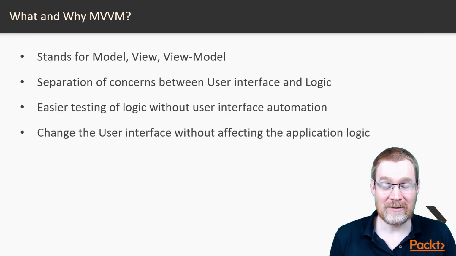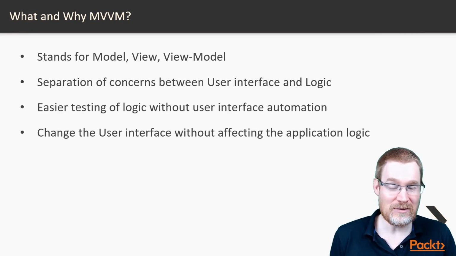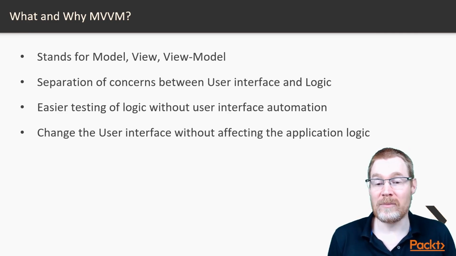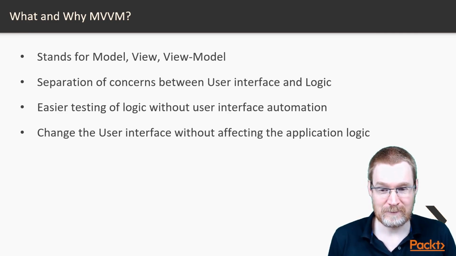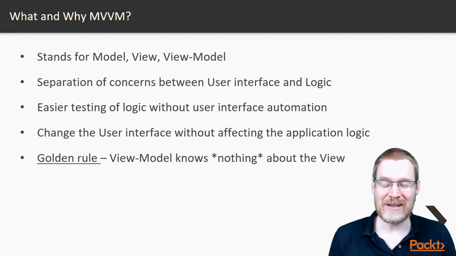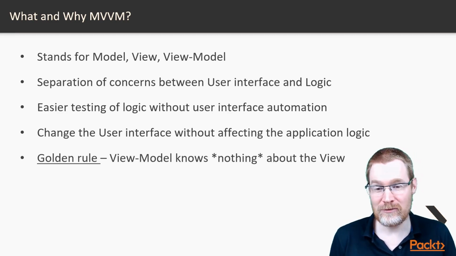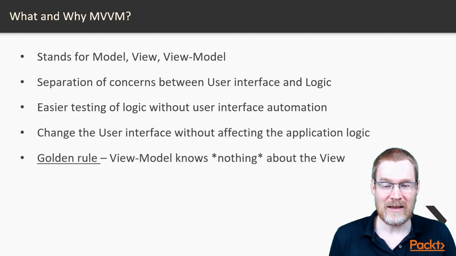So we may have a button on one user interface, but on another user interface, it may be a drop-down context menu, for example. So the golden rule is that the view model knows nothing about the view, because there could be multiple views on top of that view model. At no point does the view model make a call to any element in the view. It would only be the view that is data binding to the view model and calling functions in that view model.